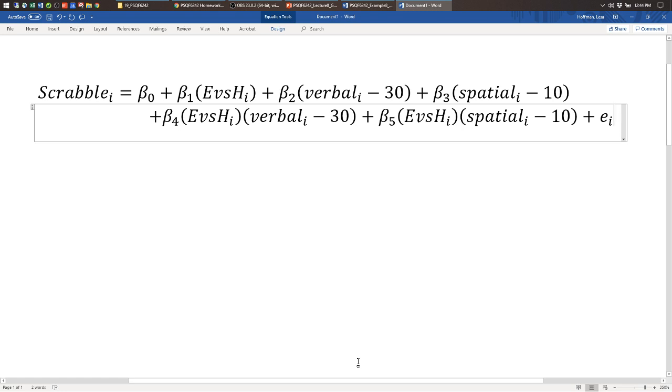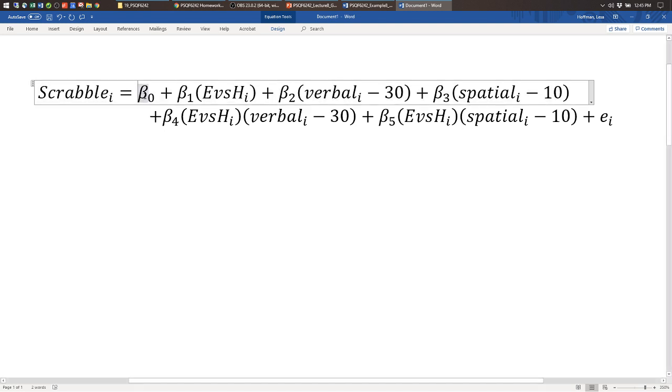But another way to think about it is, with the exception of beta 0, each of these words referring to your predictors is in your model statement. So you can look up there and it'll be the same sort of visual representation of what all you have to think about. So in this model, the intercept is when all the predictors are 0, right? So that's for the easy type of opponent, when verbal is 30, spatial is 10.